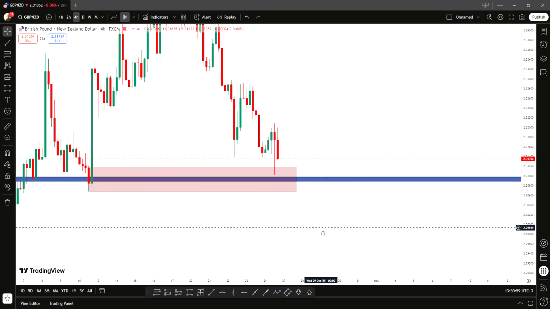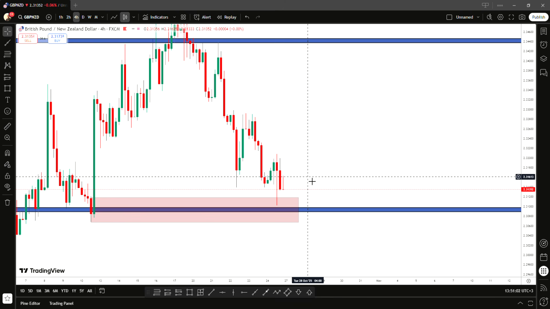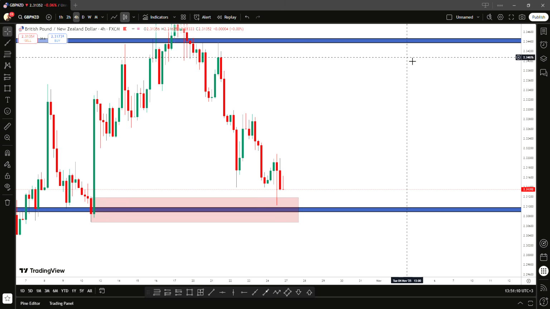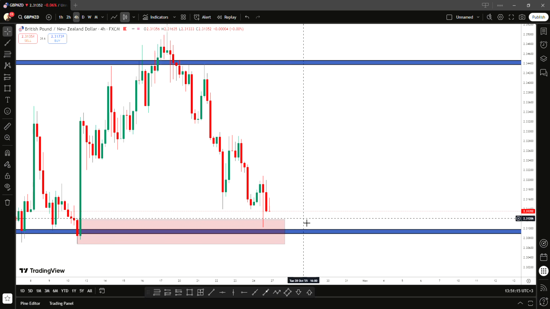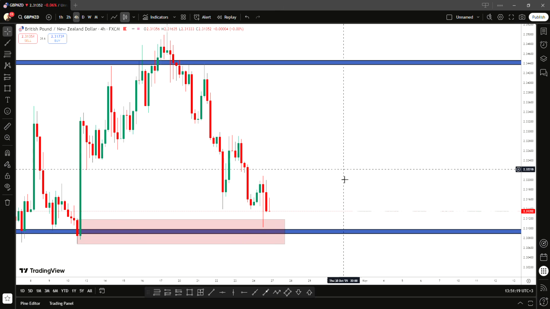For now, we are just patiently waiting for either an inverted head and shoulder to happen, or change of character and then break of structures. Then we start buying demand zones up to here. That is when you know the trend has ended and now we are changing to a bullish trend. I hope we are together up to that point.